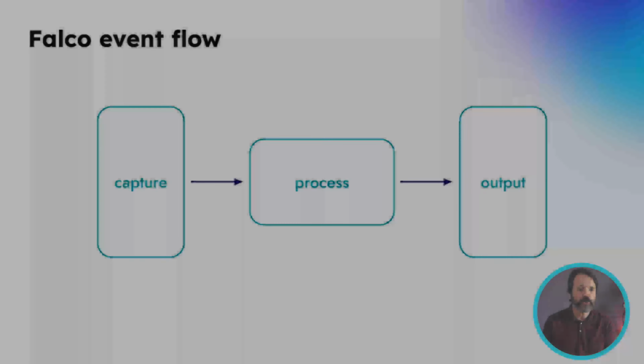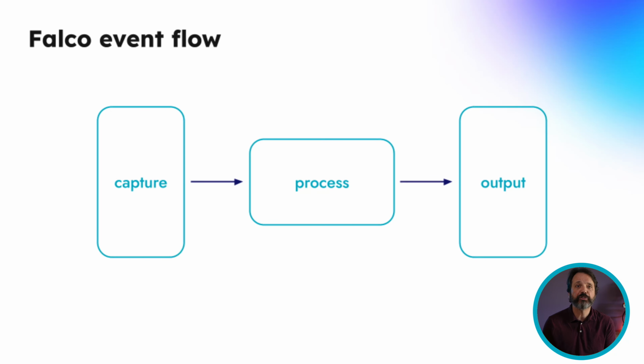On the most basic level, you can think of Falco as being based around three core activities. It captures events, it processes those events, and it outputs a message when something is suspicious. So let's take a look at each of those steps one by one. Falco can capture events from a wide variety of sources. Out of the box, we capture syscall events from the Linux kernel via a kernel driver.